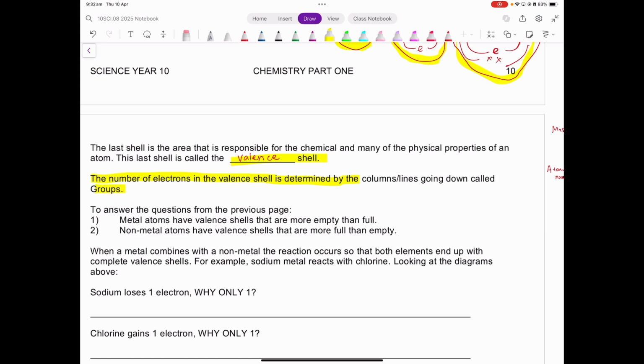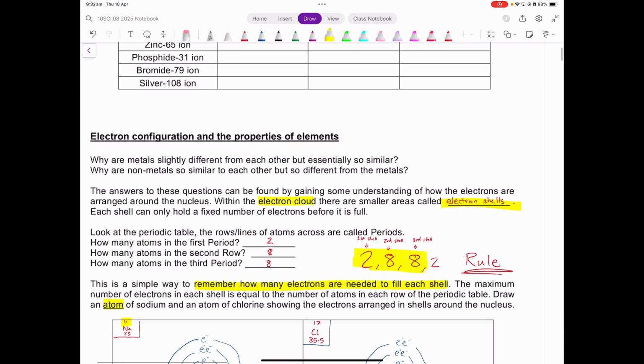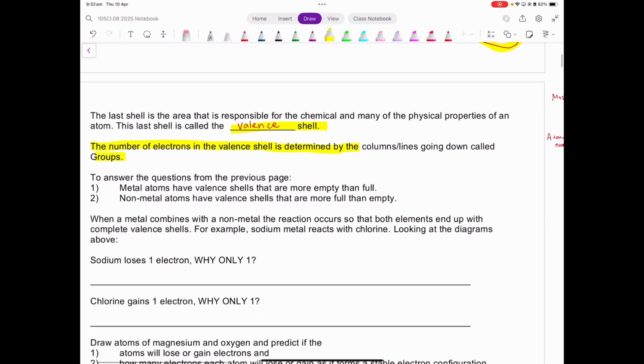Now to answer those questions from our prior page, if I scroll up very quickly, the first question, why are metals slightly different from one another but essentially so similar? Well, it is because metals have valence shells that are more empty than full. This is an important idea for us to understand because in a minute we're going to start adding these metals and non-metals together. Non-metals have valence shells that are more full than empty. So what do you think metals and non-metals like to do? They like to join so that they can complete their valence or outermost shell together.